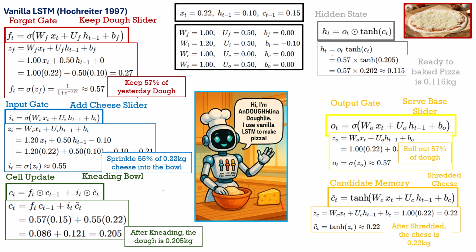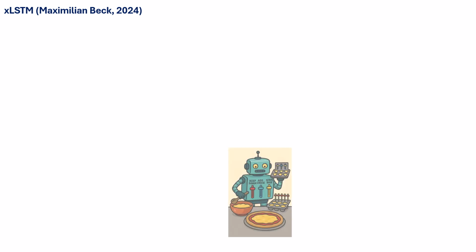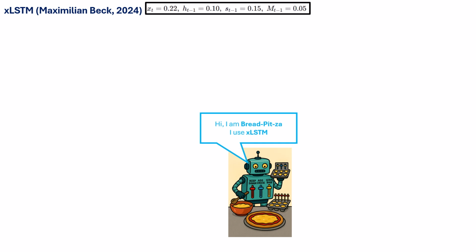However, extended LSTM has a slightly different algorithm. Okay, previously we already discussed the vanilla LSTM. Now this is the improvement of LSTM. The name is Extended LSTM, introduced by Maximilian Beck last year, in the middle of last year. So everything is pretty much the same. Yeah. So in here, I'm introducing bread pizza, which uses the xLSTM algorithm.